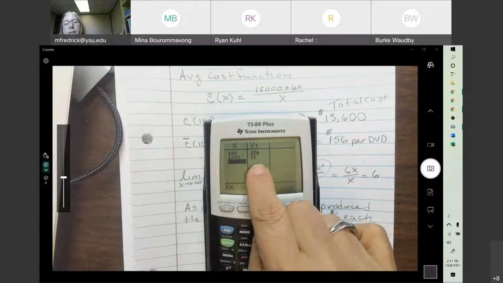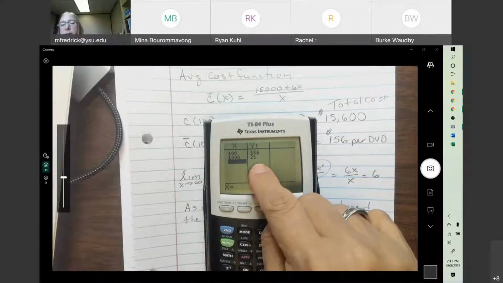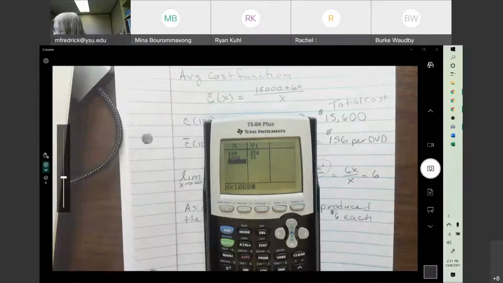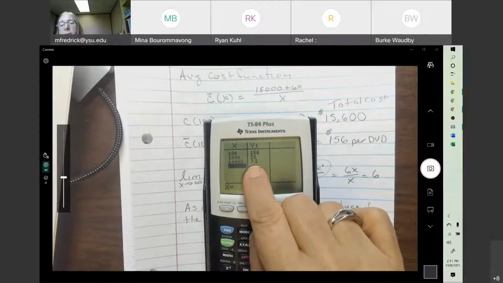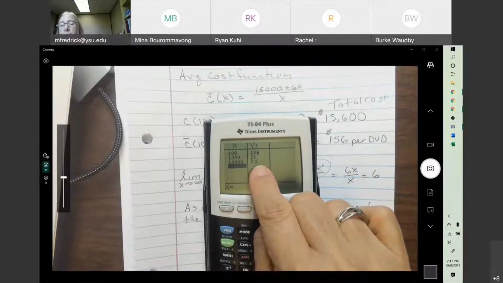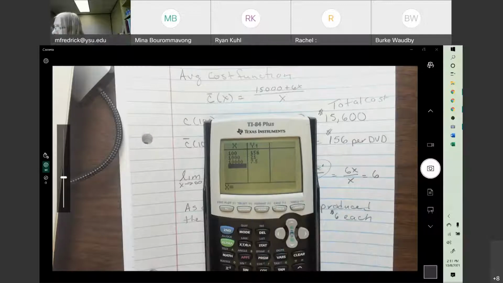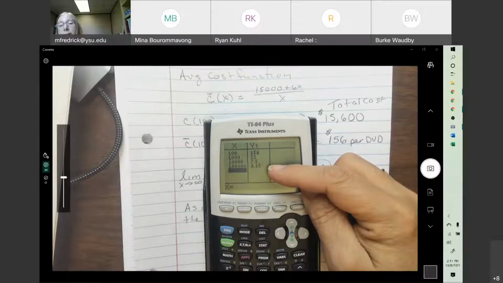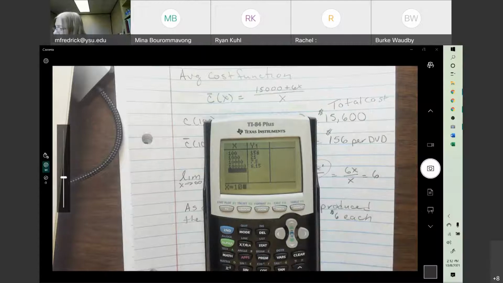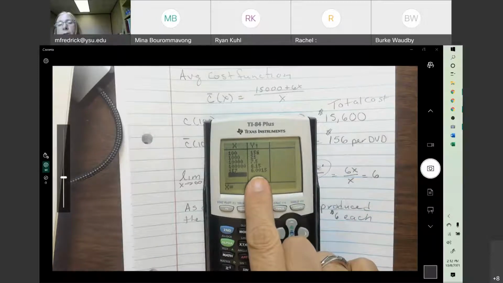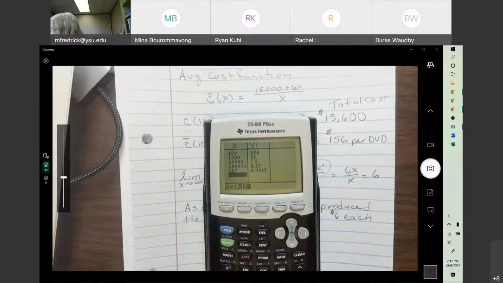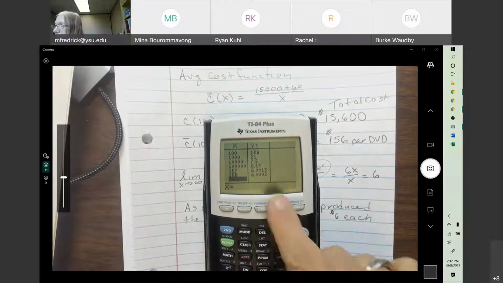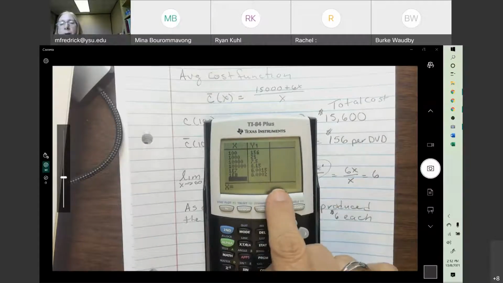Just 1,000 dropped down to $21 per DVD. 10,000, $7.50 each. 2, 3, 4, 5 zeros. 100,000. We're getting close to that 6. It's getting even closer. Eventually it will round to it.